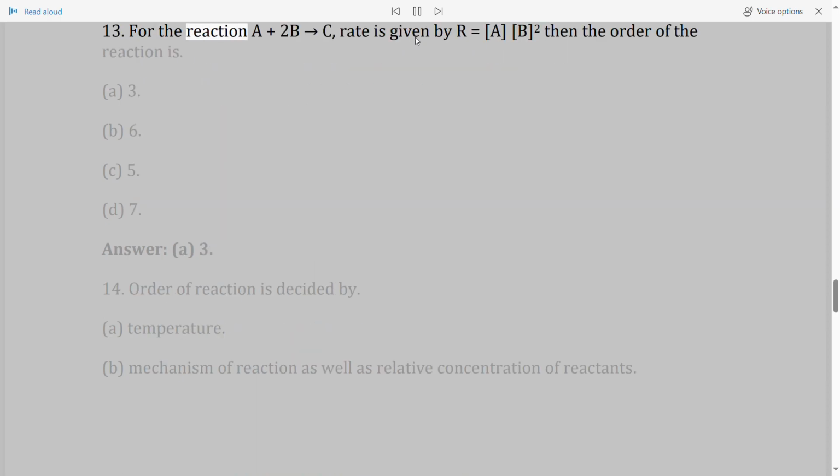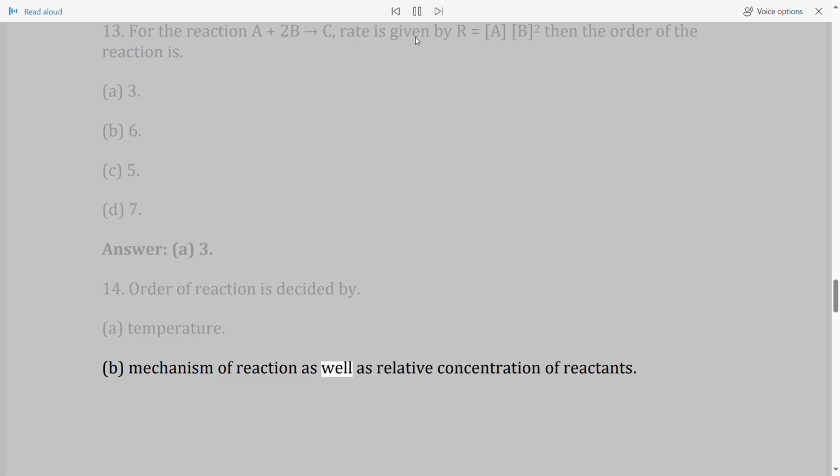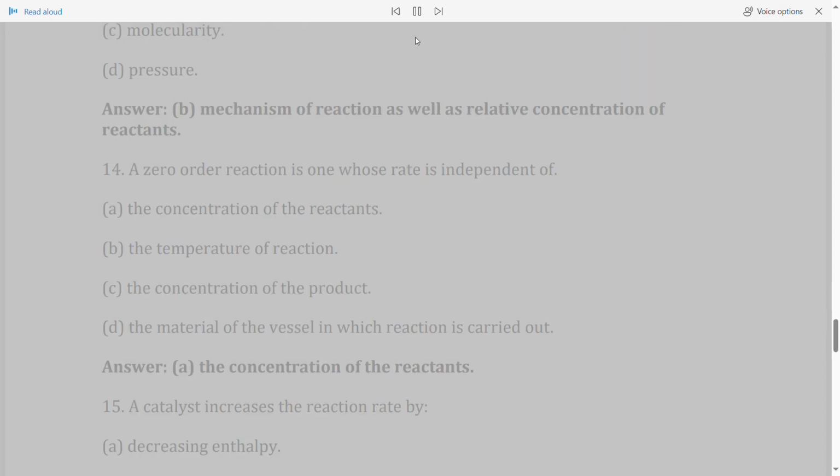13. For the reaction A plus B to C, rate is given by R is equal to A, B squared, then the order of the reaction is A. 3, B. 6, C. 5, D. 7. Answer A, 3. 14. Order of reaction is decided by A. Temperature, B. Mechanism of reaction as well as relative concentration of reactants, C. Molecularity, D. Pressure. Answer B. Mechanism of reaction as well as relative concentration of reactants.